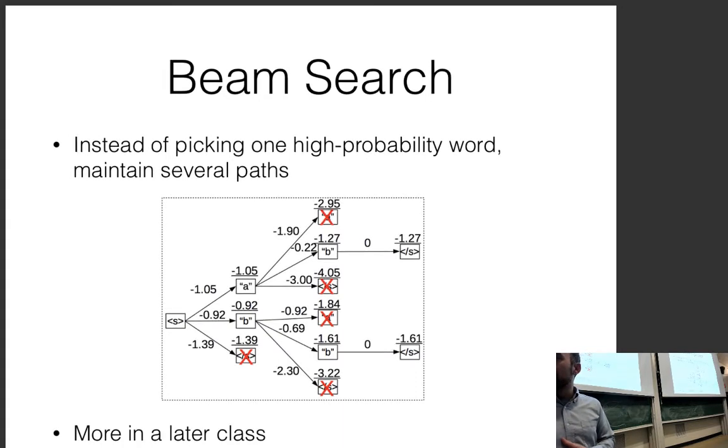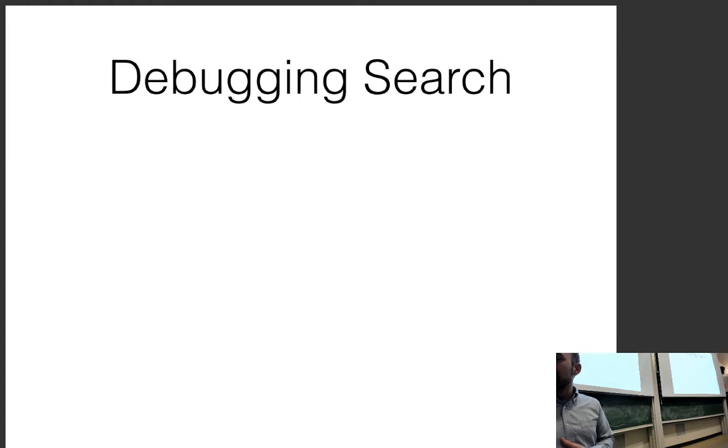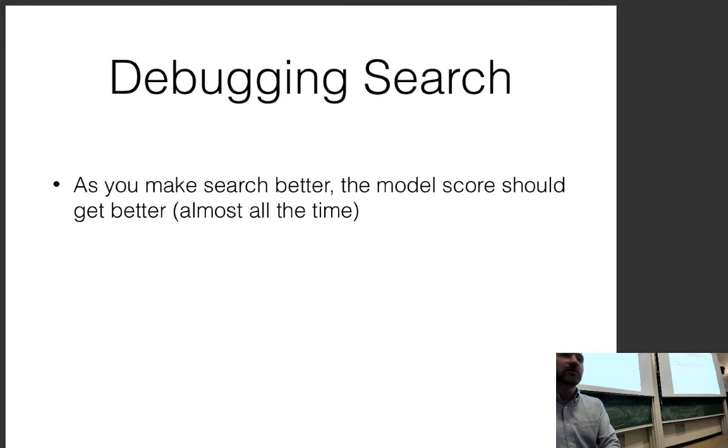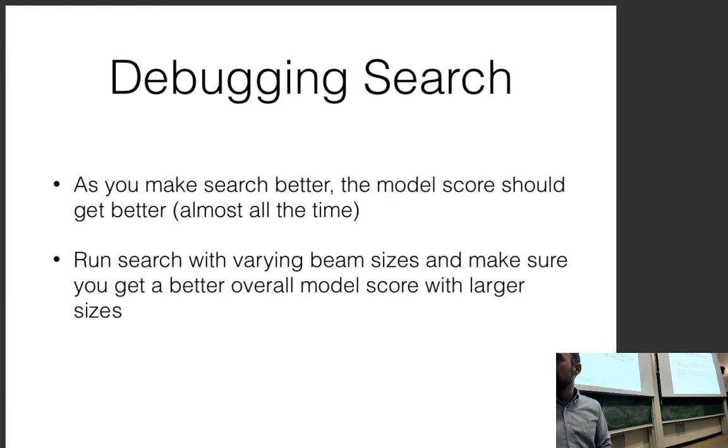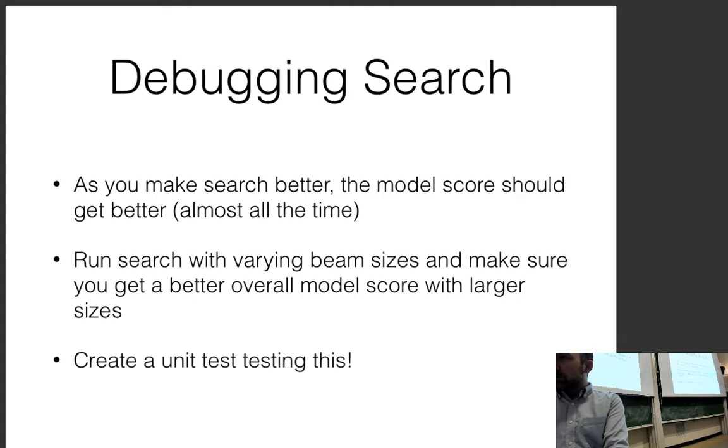So another example of how we can debug in this case, and actually write a unit test to debug: as you make the beam larger, as you search over more hypotheses, the model score or the probability of the output that you find should get better almost all of the time. So what you can do is run search with varying beam sizes and make sure that the output that you find with a larger beam size gets a better model score than the output that you get with a smaller beam size. And you can also create a unit test testing this.